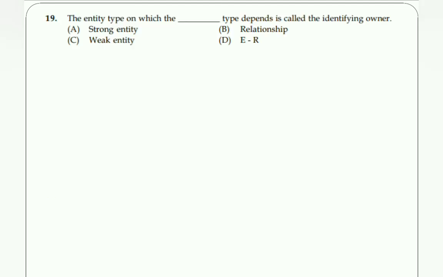So next one, the entity type on which the dash type depends is called identifying owner. The answer is weak entity. So a weak entity will always depend on other entities, right? If a person is weak, then he will depend on another person. If an individual is strong, then he will do his own work, right? Similarly, in ER models, the weak entity will always depend on its owner or a strong entity.